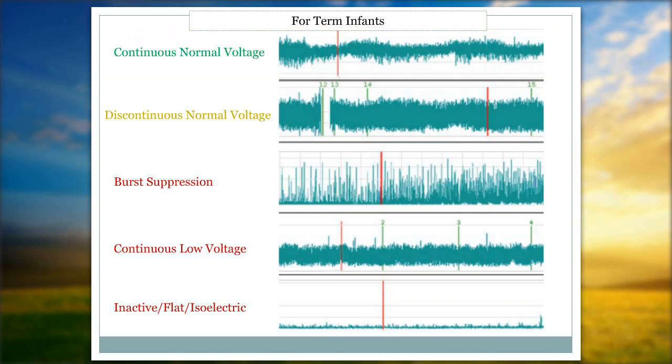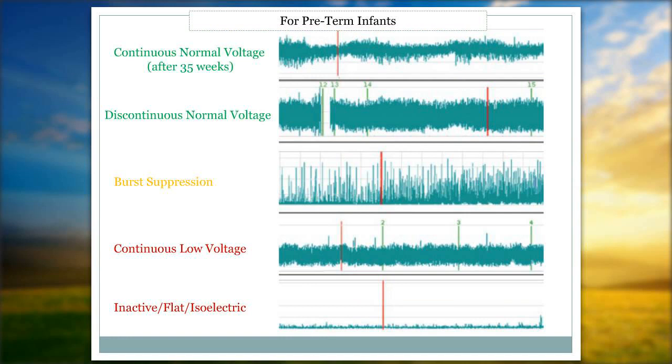So when we put it all together, this is for the term baby. Our normal voltage, continuous tracing is the one that we're looking for. Discontinuous is mildly abnormal. Then all the rest are really considered abnormal for the term baby.